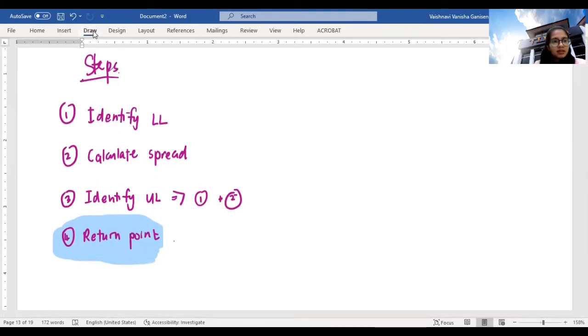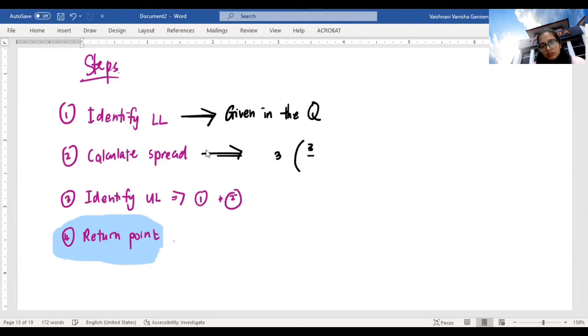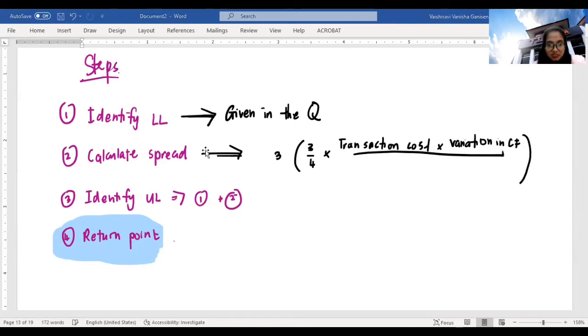So when you do your steps, I also want you to remember one thing. Usually you start with step number 1, and this information is given in the question. The examiner will definitely give this in the question. To calculate your spread, you need to use a formula. What is the formula that you use to calculate spread? Okay, so I'm going to write it without explaining anything first. 3 over 4 multiplied by transaction cost multiplied by variation in cash flow over daily interest rate, to the power of 1 over 3, right? So this is the formula for spread.